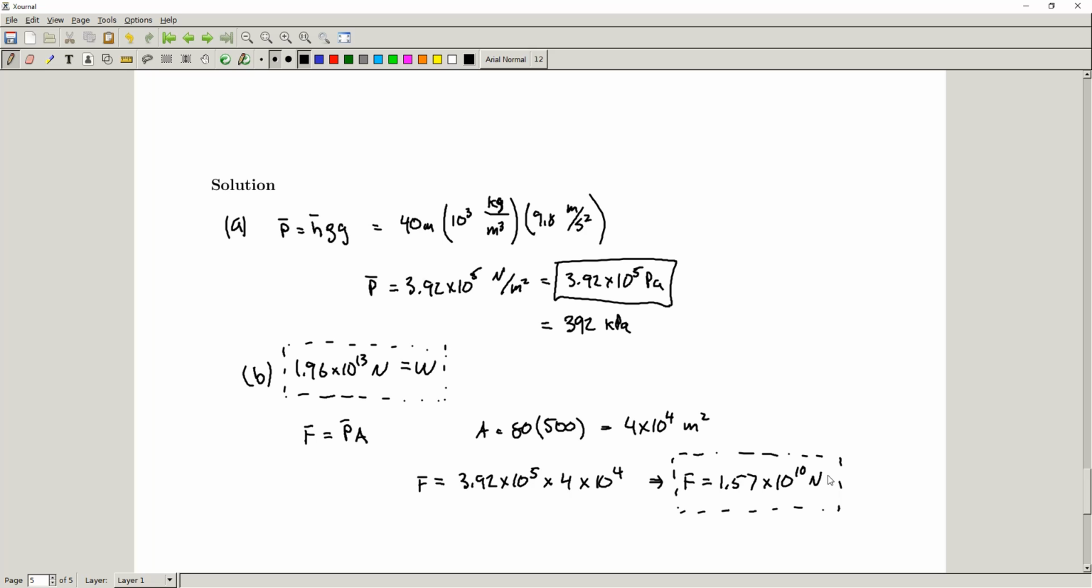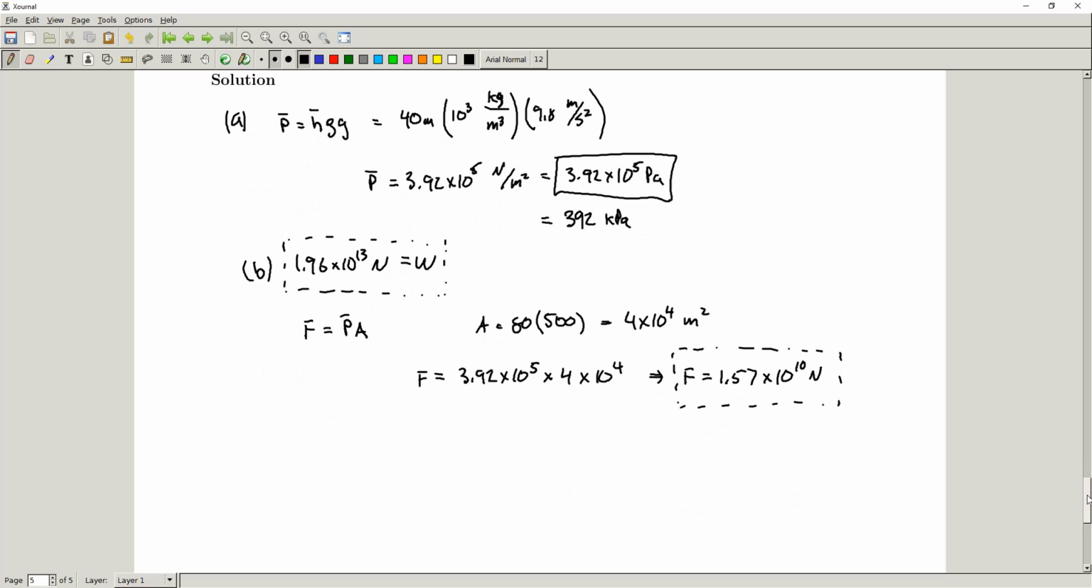So we can see it's significantly less, 3 orders of magnitude, and that's because not all of the weight of the water is supported by the dam, right? A lot of the weight of the water is pushing down against the bottom of the reservoir or the shores or whatever, right? And so this would constitute an answer to part B here.